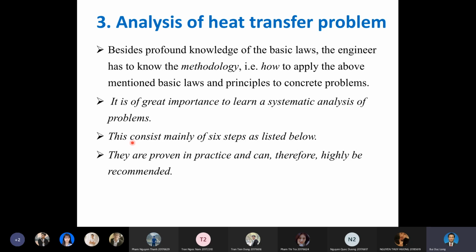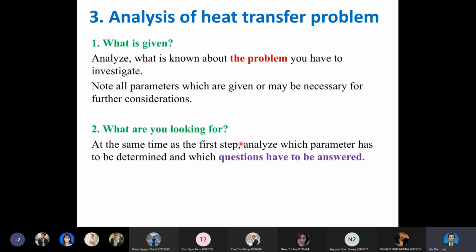And this consists mainly of 6 steps. We will discuss the 6 steps, how we analyze and how we approach the problem. So the first question is: what is given? For anything you study, the first thing you have to know is what the problem is. You have to identify the problem.